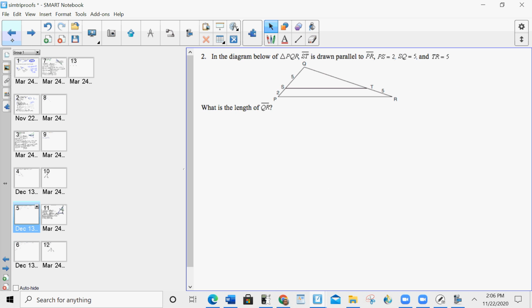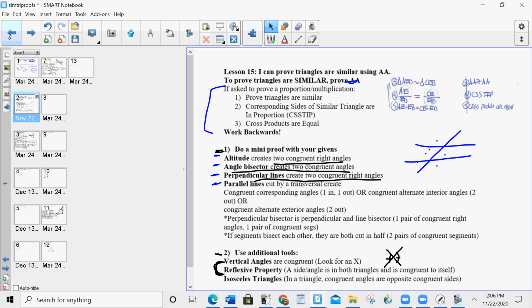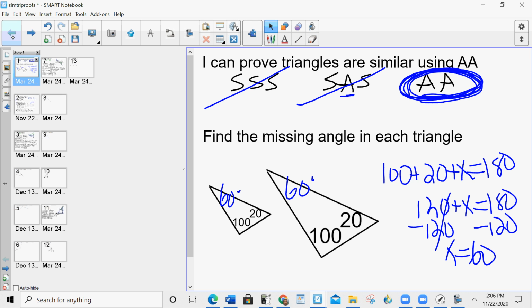And that's it. To prove triangles are similar, AA, two pairs of angles are congruent. Once you have two pairs of angles congruent, then you can state the triangles are similar.